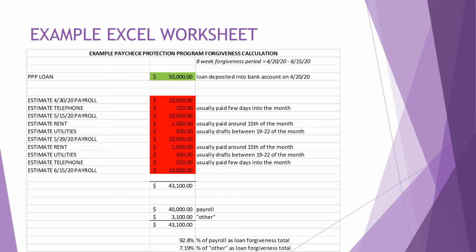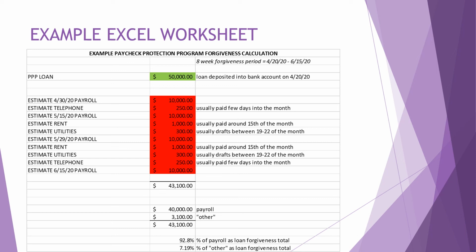I also used it to calculate what I expect the qualified payroll cost to be versus all those other qualified expenses, the telephone, rent, and utilities, because we want to make sure that our payroll is at least 75%. So we are good to go there. You can see that under the current estimates, 92.8% of the $43,100 is going towards payroll, so we're above and beyond the 75%.